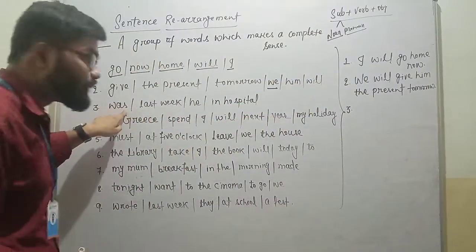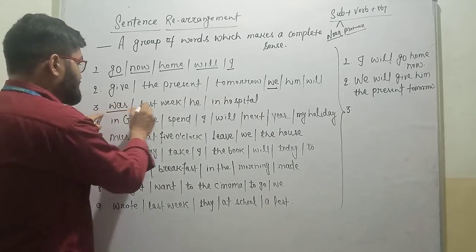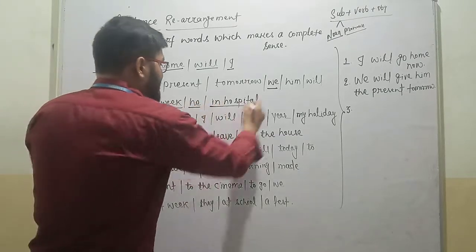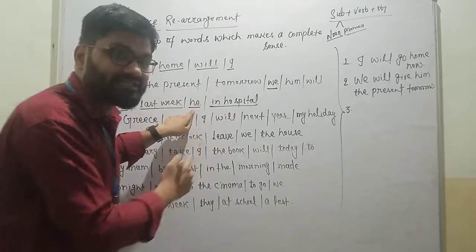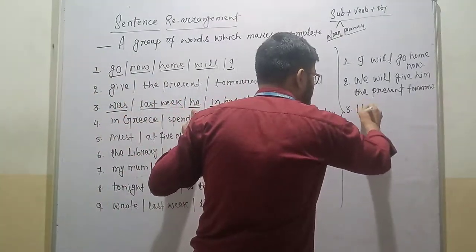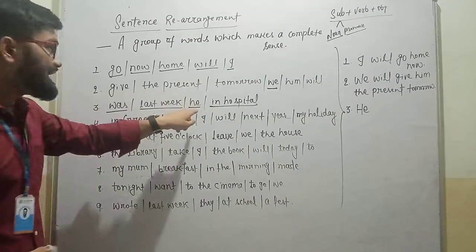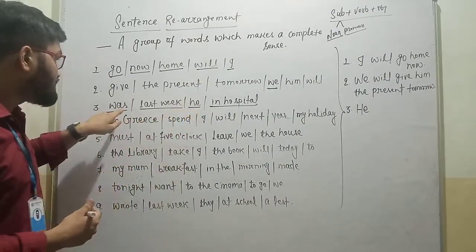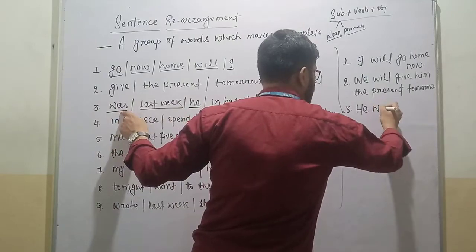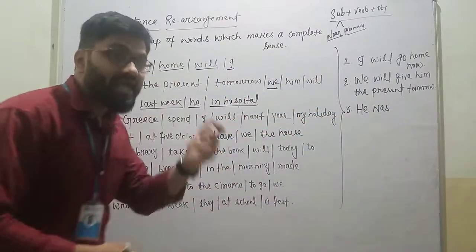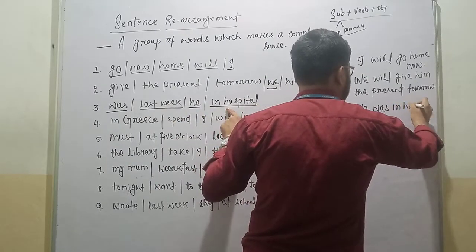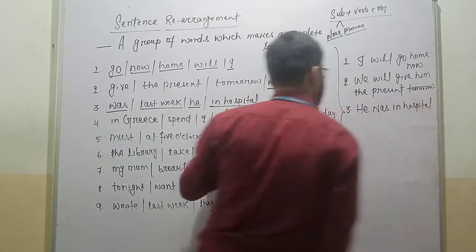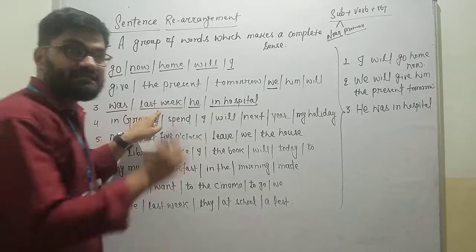Let's go for the third one: was, last week, he, in hospital. Of course, yes, we have this word he as a pronoun. We'll start the sentence with he, and then after, of course, the helping verb was. So he was where? In hospital. He was in hospital when? Last week.